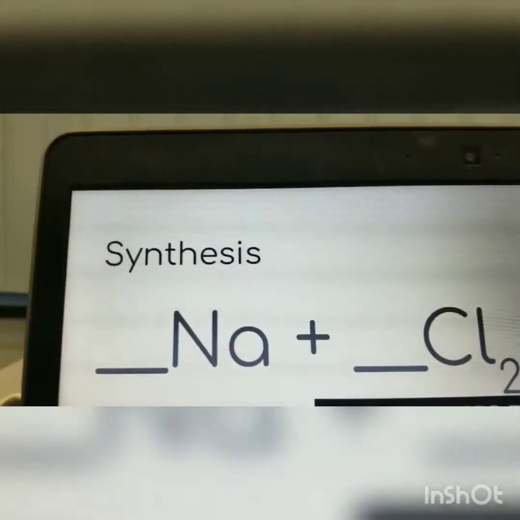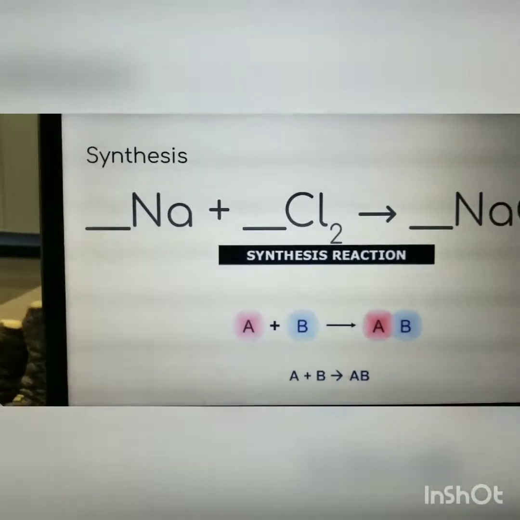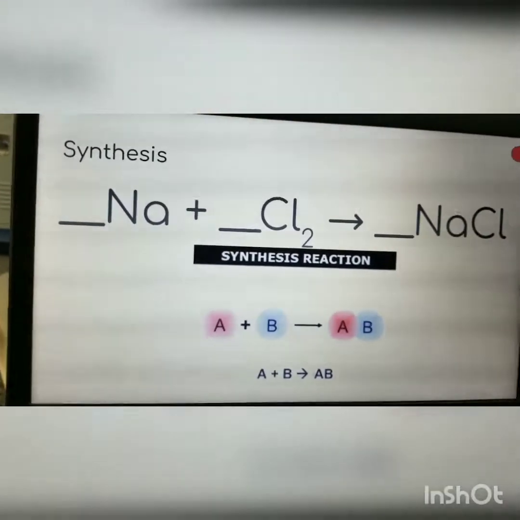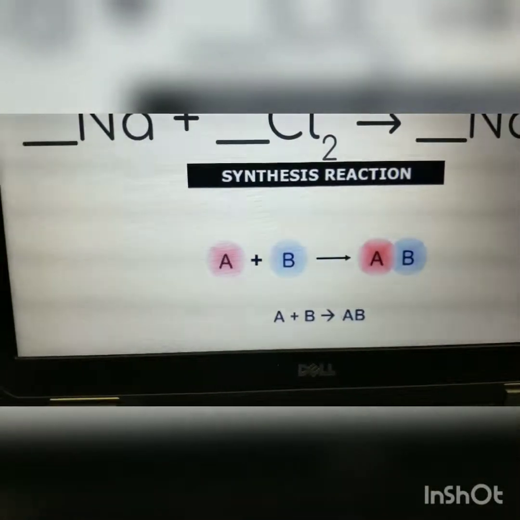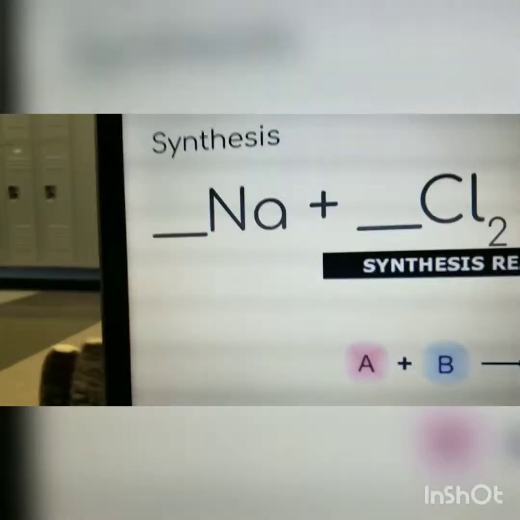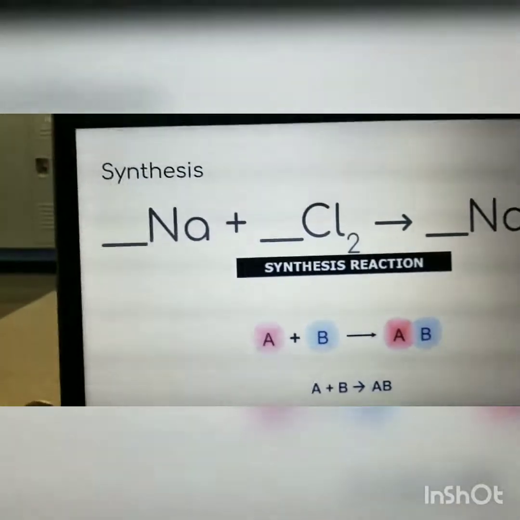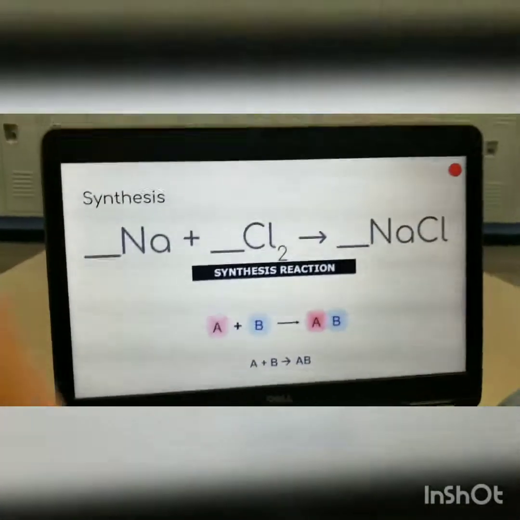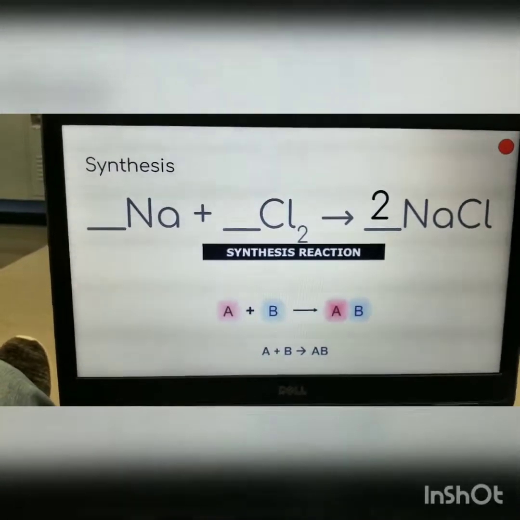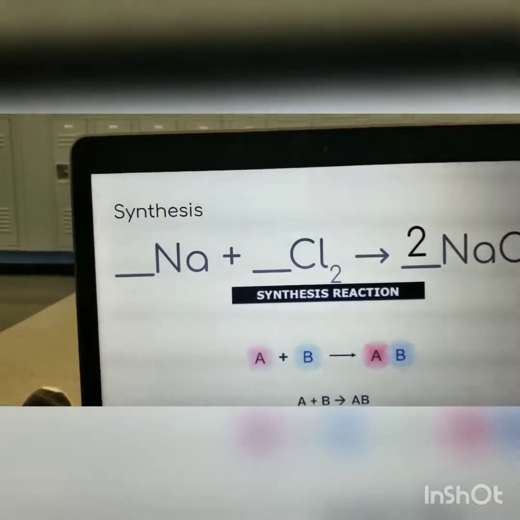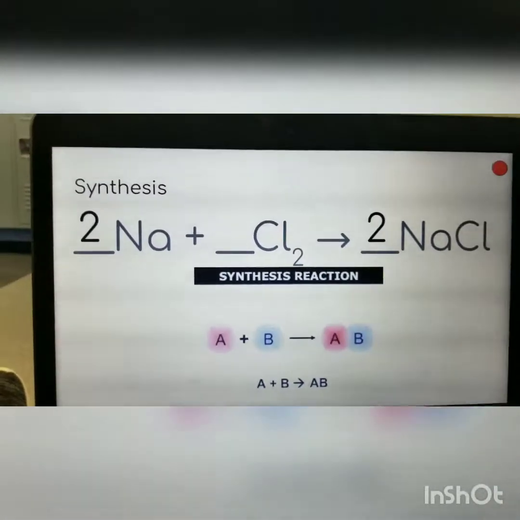So this is an example of a synthesis reaction. A synthesis reaction is very simple. It's one thing plus another thing to make one thing. As you see here, we have sodium plus chlorine to make sodium chloride. But the thing is, this equation needs to be balanced, like we talked about. So first, you put a 2 in front of the sodium chloride, and it's still not balanced yet, so we put another 2 right there.